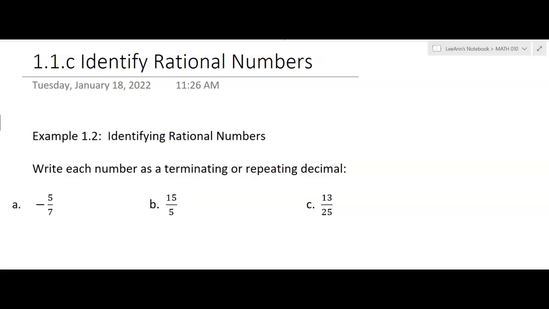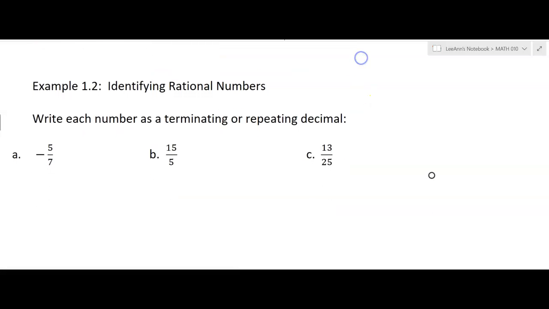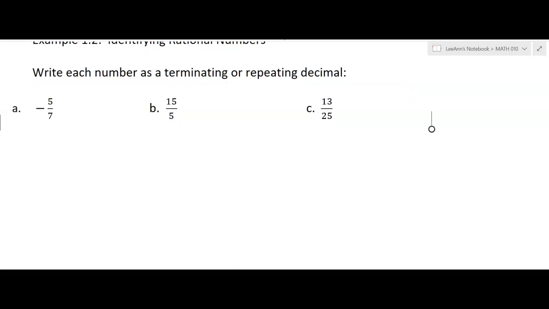So we talked earlier about a rational number could be a terminating decimal or a repeating decimal. So they give us some numbers here and they want us to write each one as either a terminating or repeating decimal. Now it's going to be one or the other, either it terminates or it repeats. And the way we do that, so on A here, we divide the bottom into the top is what I usually say.